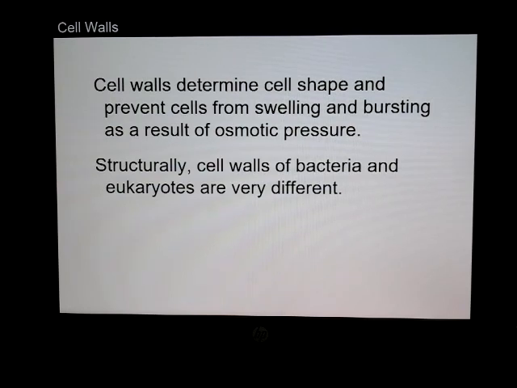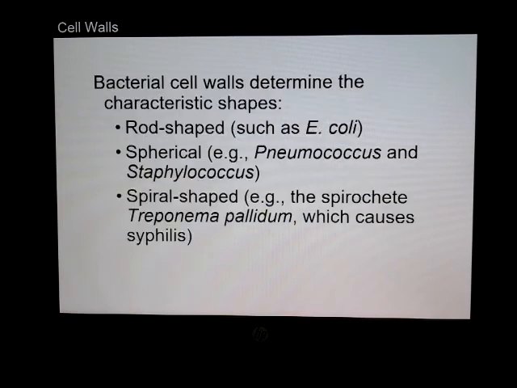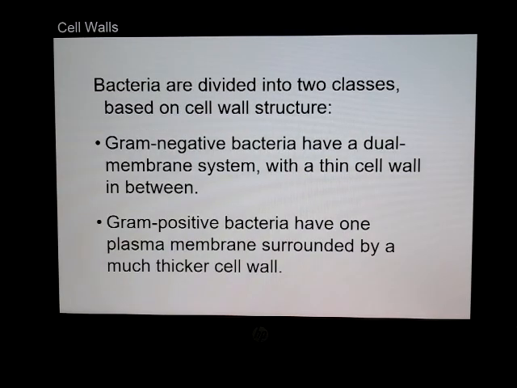So cell walls determine shape and also prevent cells from swelling and bursting as a result of osmotic pressure. Bacterial cell walls are very different from those of eukaryotes. Bacterial cell walls will determine rod shapes such as E. coli, spherical shapes such as pneumococcus, and spiral shapes such as Treponema pallidum, which is the cause of syphilis. Now, bacteria can be divided into two classes, gram-negative.